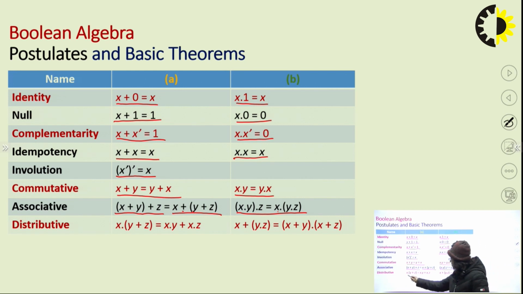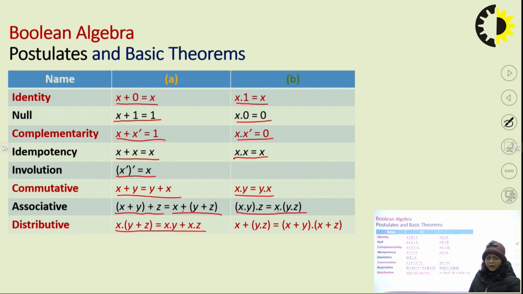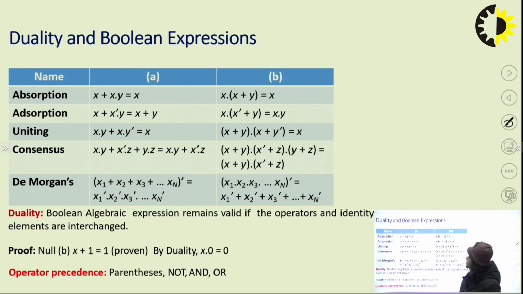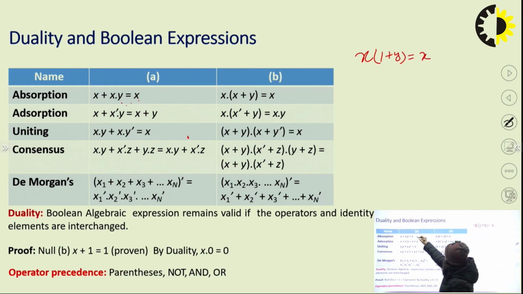The distributive theorem can be written as x dot (y plus z) equals x dot y plus x dot z, and x plus yz can be written as (x plus y) dot (x plus z). The absorption theorem states that x plus x dot y equals x. We can simply write it as x(1 plus y), and 1 plus y equals 1. So, it is x.